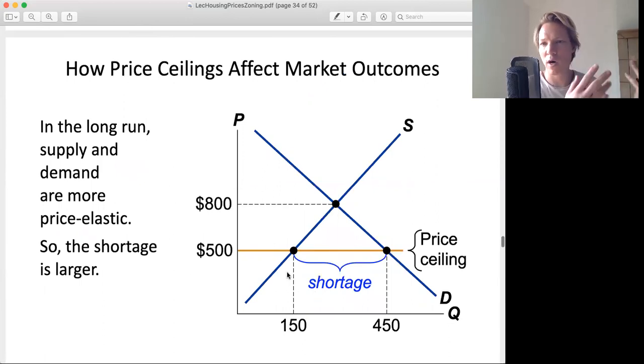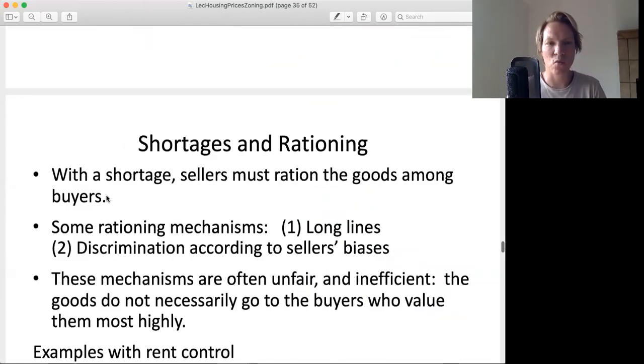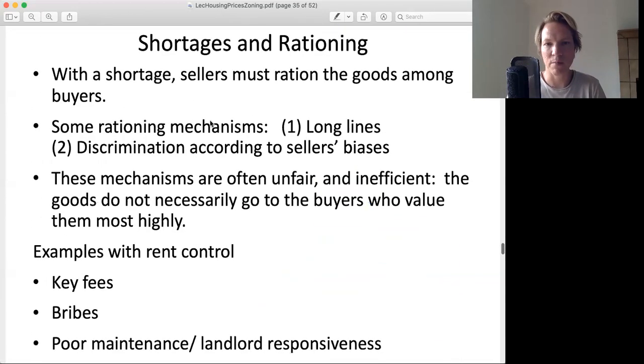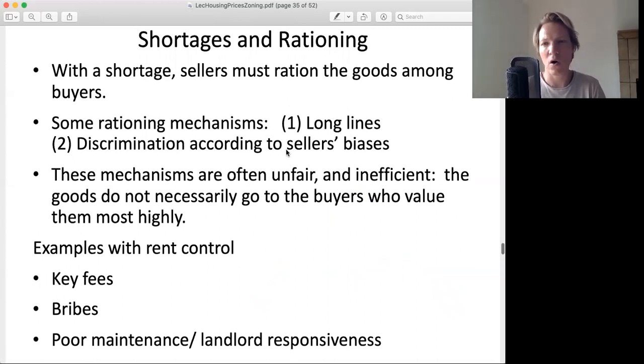So in the long term, more and more of the rent control housing comes off the market as people turn it into condos or redevelop it as condos. Developers don't want to replace the old stock, and more people hear about the rent control housing, so the demand for it goes up. So this problem just gets worse and worse. And so, as I mentioned, we have all long lines, discrimination according to the seller's bias. We have all these bad outcomes.